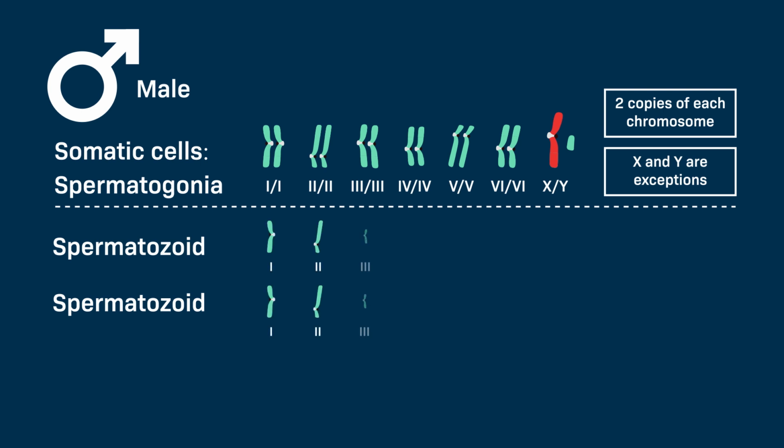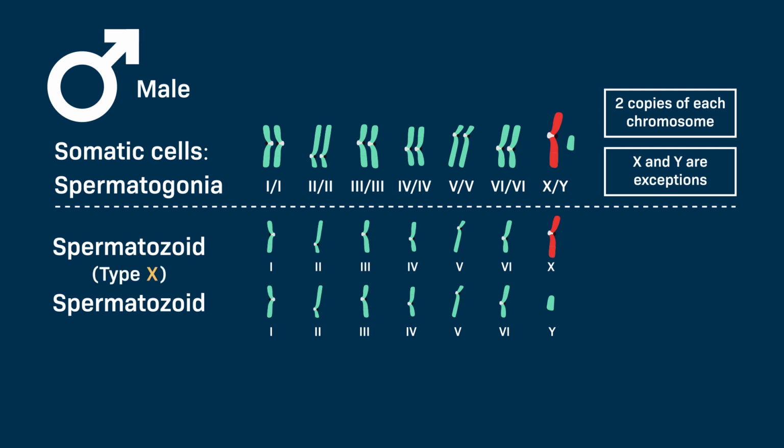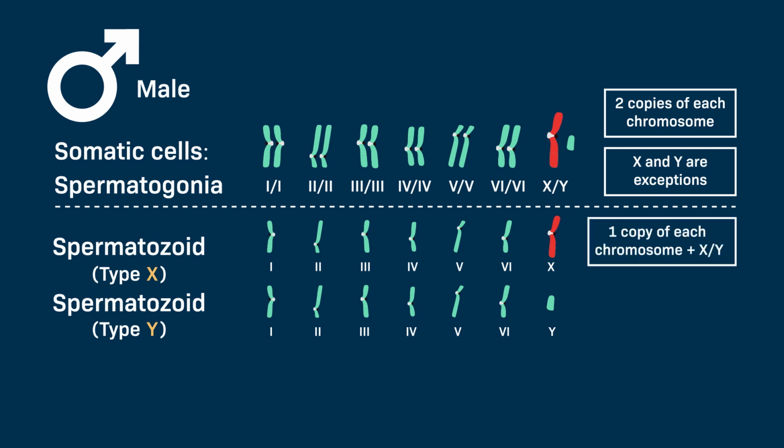These spermatogonia will therefore give rise to 2 types of spermatozoid. One type, type X, will contain the X chromosome in addition to the 6 other chromosomes. The type Y spermatozoids will inherit the Y chromosome in addition to the 6 other chromosomes. So you have one copy of each chromosome, plus X or plus Y. Therefore, in males, you have 2 types of gametes, type X and type Y.